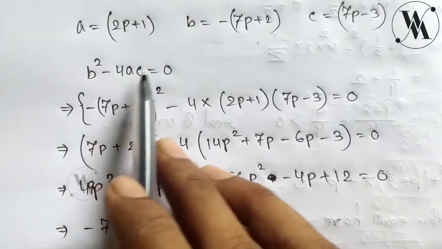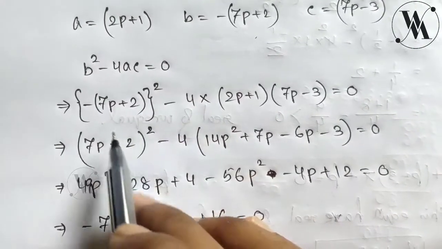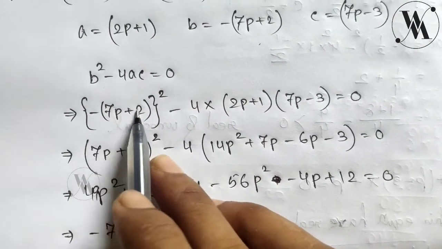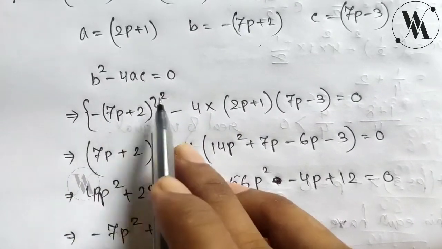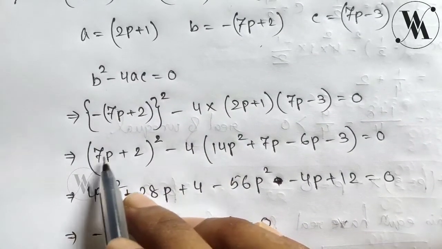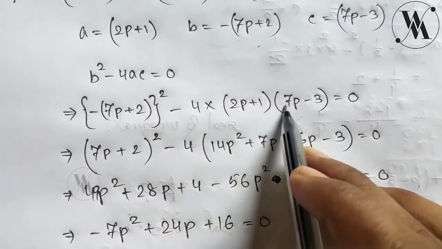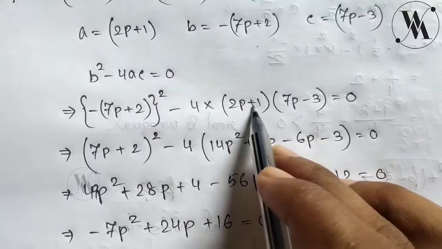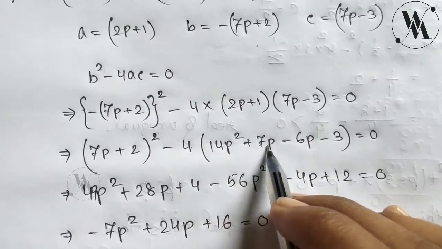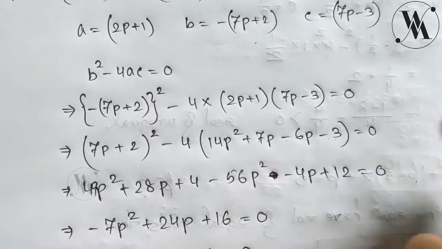So as b square minus 4ac equal to 0, put down the values, and we get minus (7p plus 2) whole square. Now, minus whole square, so the minus will vanish, and that becomes (7p plus 2) whole square. Now 4 into (2p plus 1) into (7p plus 3), multiplying these two terms, we get 14p square plus 7p minus 6p minus 3.